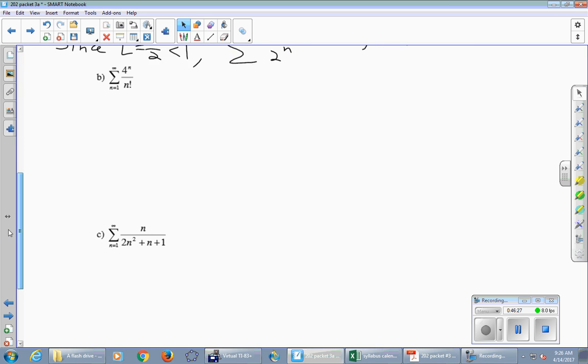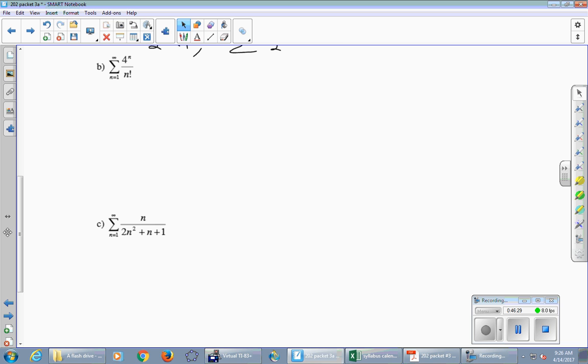All right, let's take a look at B. Sum of 4 to the n over n factorial. So this will be the first one with factorials in it for us.